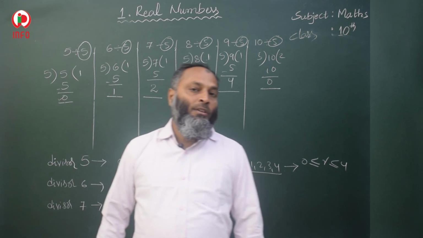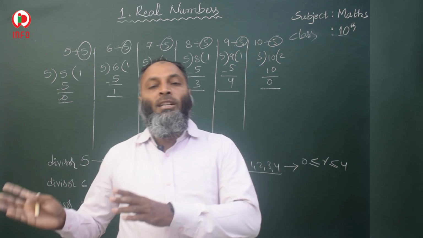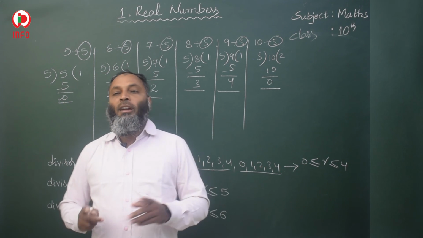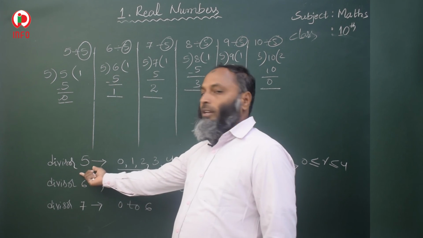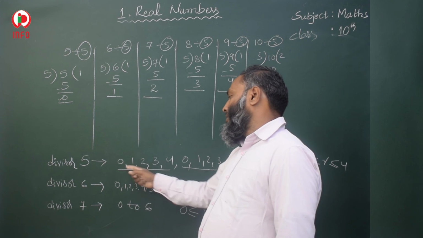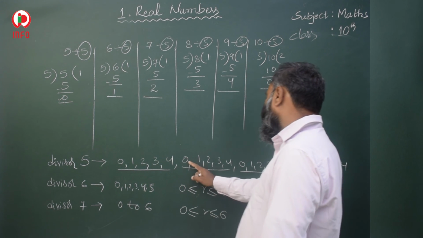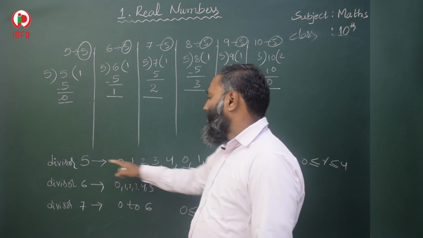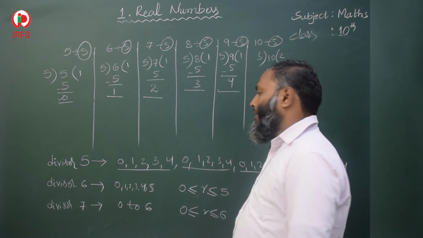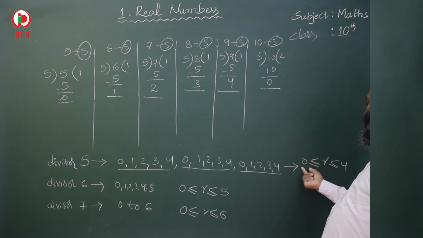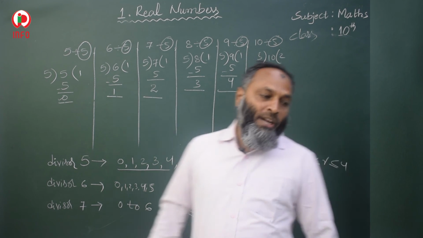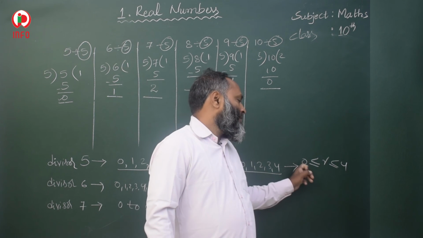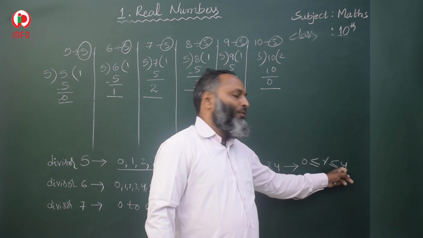This you should remember. First we have to check what the divisor is, and according to the divisor, we check what remainders we will get. When 5 is the divisor, we have 5 remainders: 0, 1, 2, 3, 4. All these 5 remainders are less than the divisor, which is why the remainders are from 0 to 4. Symbolically, we write 0 is less than or equal to R is less than or equal to 4. It means the remainder is between 0 and 4. Okay.